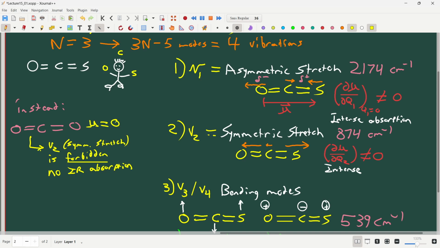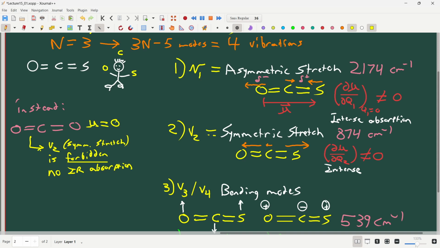But I'm confused why there would be no absorption. Maybe I'm just thinking about it wrong. Yeah, so the intensity of an absorption depends on how much the dipole changes as you move along the coordinate. Okay? So in OCS, if you cut the molecule in half and ask what's the dipole of CO versus CS, CS has a smaller dipole than CO because O is more electronegative than S. So this molecule by itself, without any vibrations, has a dipole moment. Would you agree with that? Yeah.